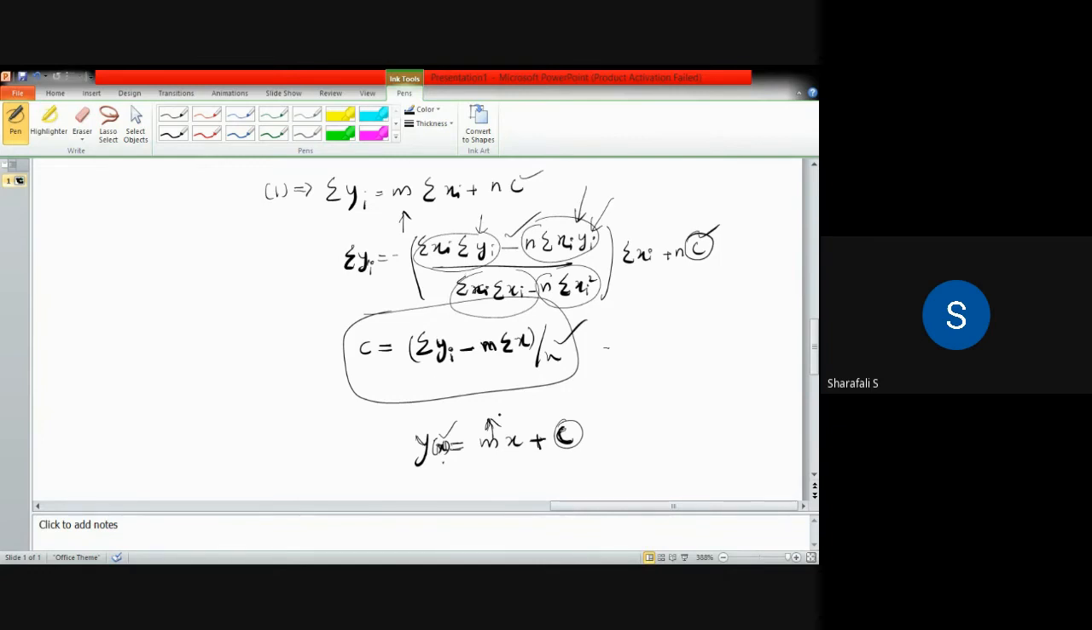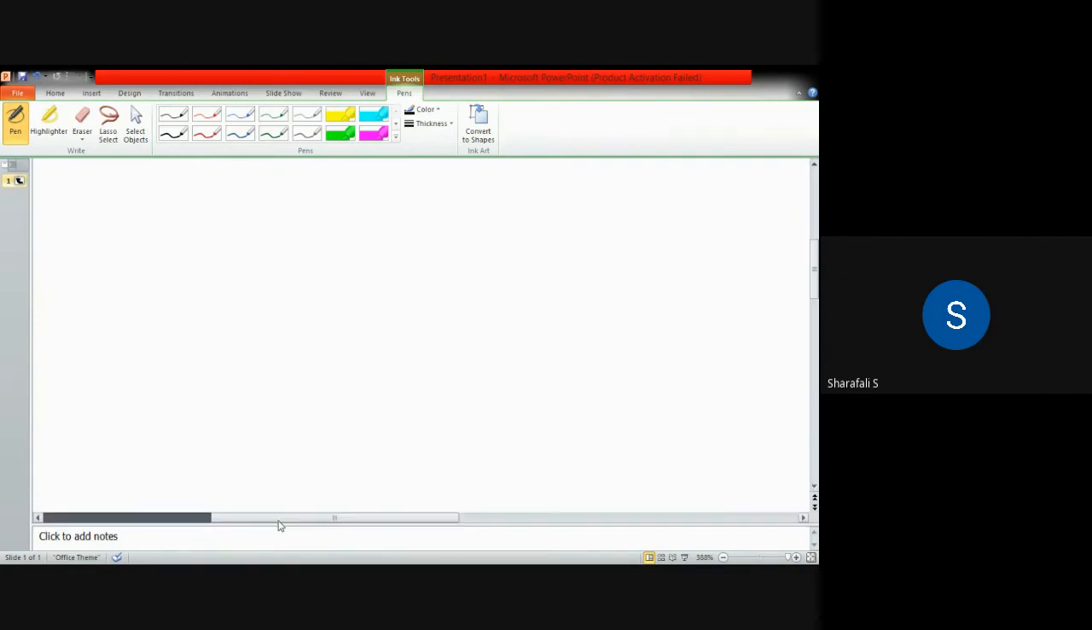Okay, so this is how we'll find out the points for this fitting line. In this case, it is straight line.